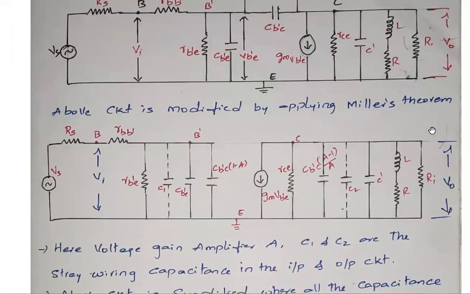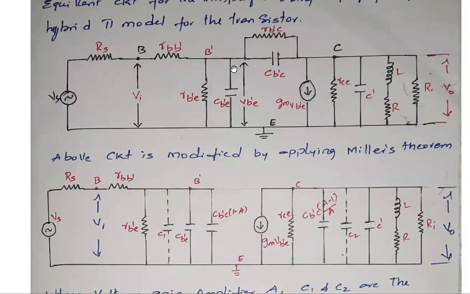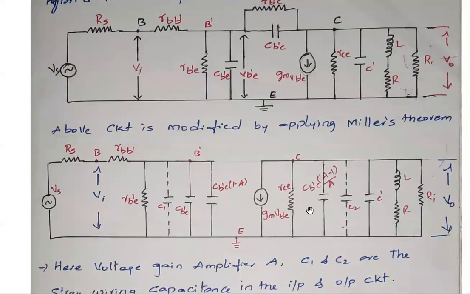And in the above circuit, if you verify the hybrid pi model, this RB dash C and CB dash C is a component that is in between the input and output circuit. Therefore, we have to divide this circuit into two parts. The effect of this component on the input side and output side is modified with the help of Miller's theorem. Okay, by using Miller's theorem, the circuit is redrawn. Circuit malli redraw chestam.